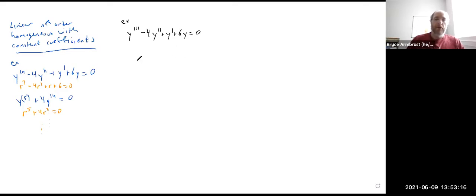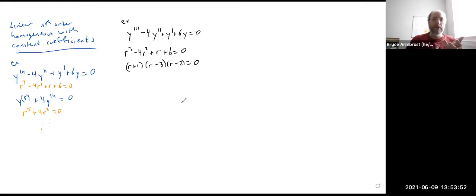So it leads to the polynomial r cubed minus 4r squared plus r plus 6. This is going to be part of the challenge, finding solutions to these polynomials, because they can get kind of tricky. But this one, I'm just going to help you out. It turns out that this factors to r plus 1 times r minus 3 times r minus 2.